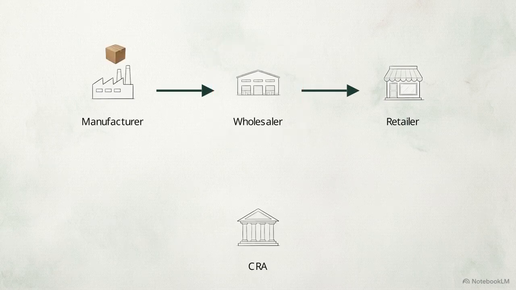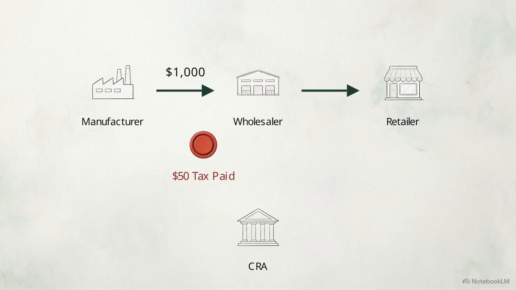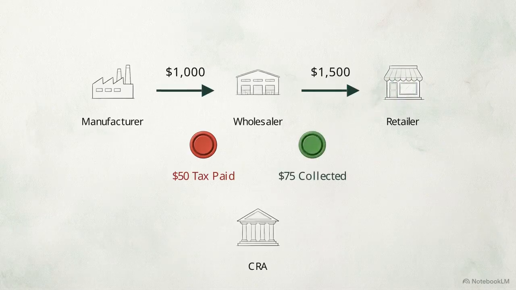Let's isolate the wholesaler. They purchase $1,000 of inventory from the manufacturer. At a 5% rate, the wholesaler pays $50 in GST on that purchase. The wholesaler marks up the product to $1,500 and sells it to the retailer. On that sale, they charge and collect $75 in GST.